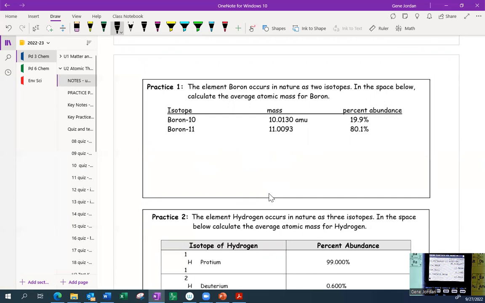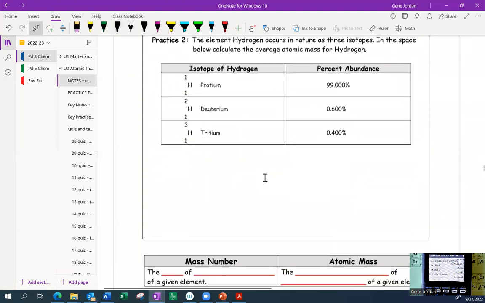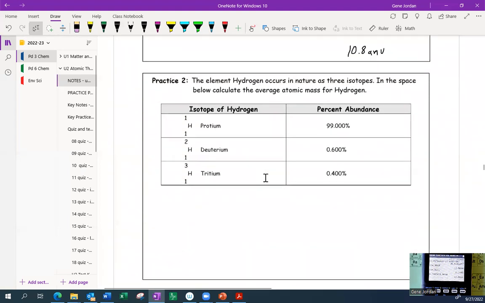Okay, hopefully you paused the video and did it. The answer to this one is 10.8 AMU. If you have any questions, go back to the previous examples, the same idea. All right, what if there's 3 isotopes? 3 doesn't make it any harder. You just do the same way. Make sure you remember that this number here is the mass number. That's the mass number, that's the mass number, that's the mass number.